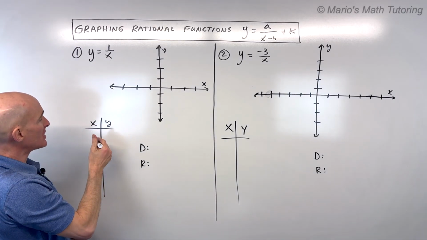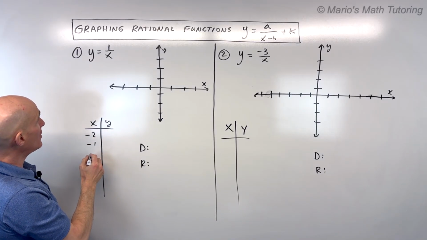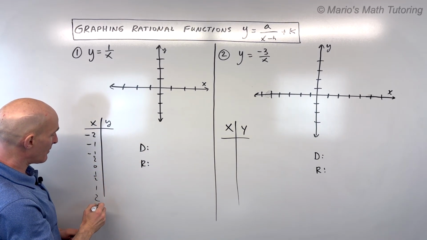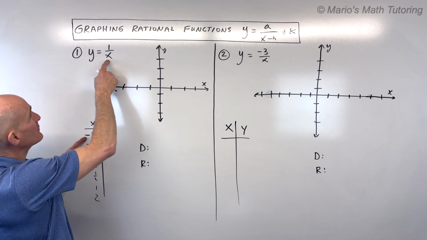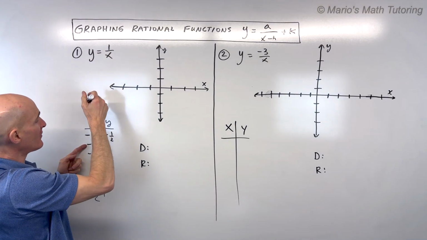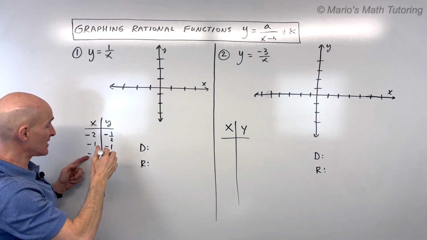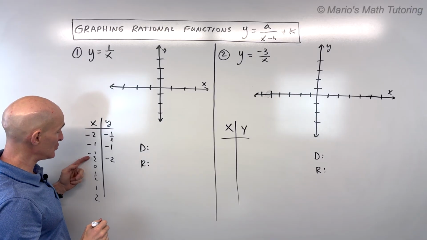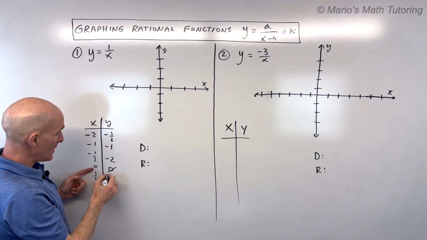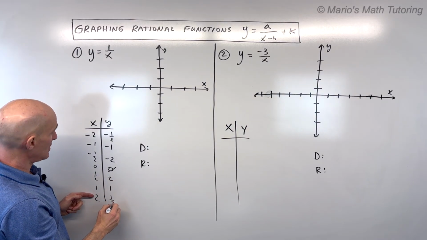Let's pick some values to put in for x. Say, for example, -2, -1, -1/2, 0, 1/2, 1, and +2. So if I put in -2, 1 divided by -2 is -1/2. If I put in -1, 1 divided by -1 is -1. If I put in -1/2, when you divide by a fraction, it's like multiplying by the reciprocal. That'll give us -2. Can't put in 0, that's undefined. You can't divide by 0. 1/2 would give us +2, 1 would give us 1, and 2 would give us 1/2.